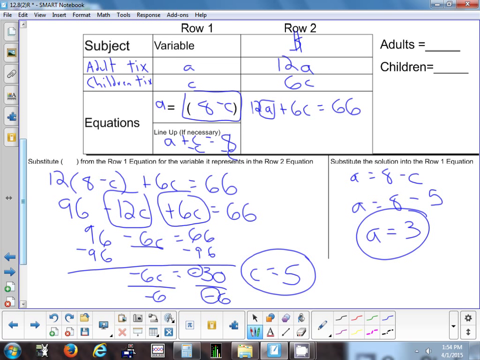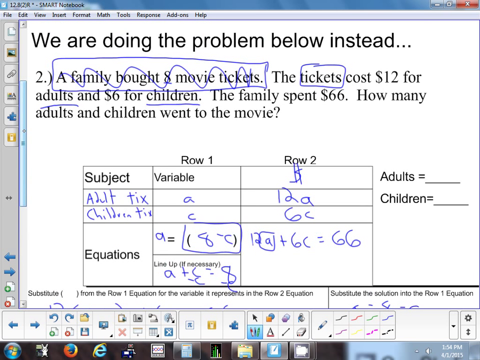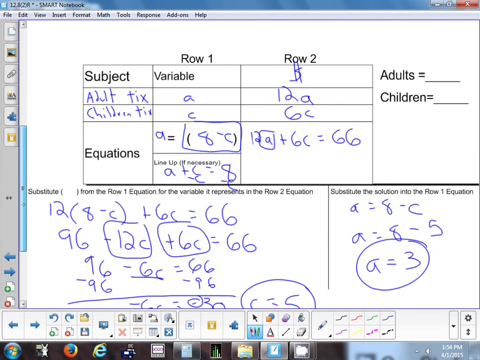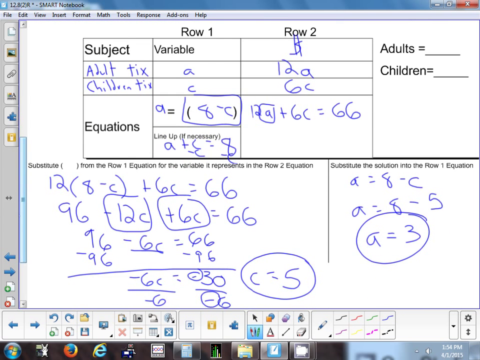And like Mr. Hager did in the last one, we go back up. They bought 8 tickets. We go back down. We had 5 children, 3 adults, which gives us the total of 8. That's what it is. You all set, Austin?